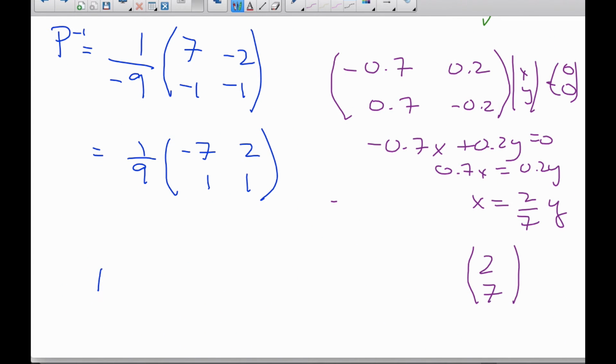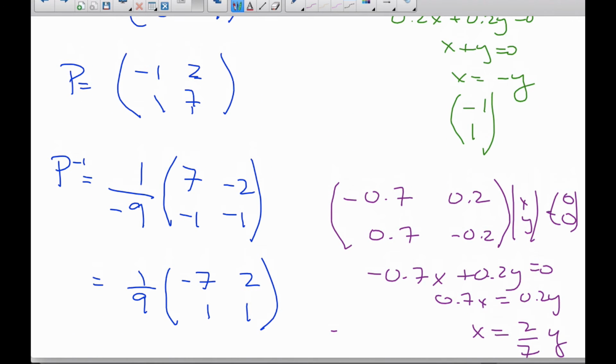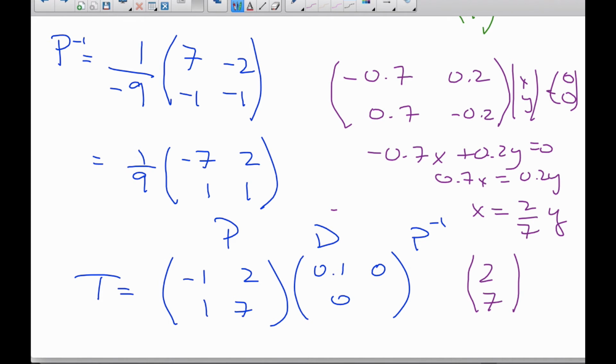So I know that T is equal to P, which is -1, 2, 1, 7, times my D, so this is P, D, P inverse. D I know is 0.1, 0, 0, and 1.